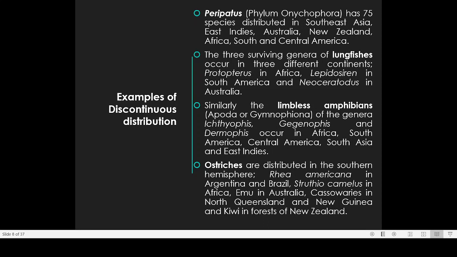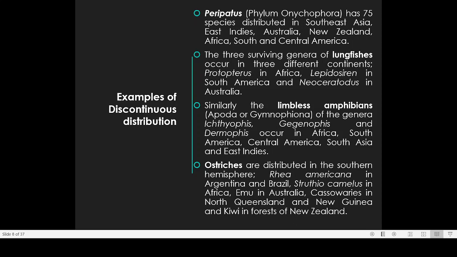Then the ostrich. Ostriches are present in several areas of the world. Now, they have different varieties of ostrich also. The Rhea americana is present in South America, especially Argentina and Brazil. Then another is Struthio camelus, which is present in Africa. A closely related animal is the emu. Emu is present in Australia.